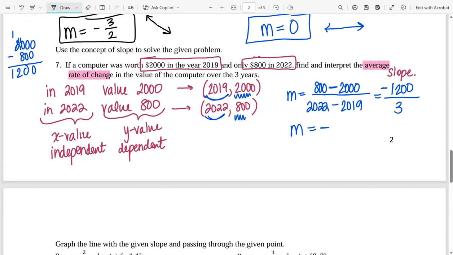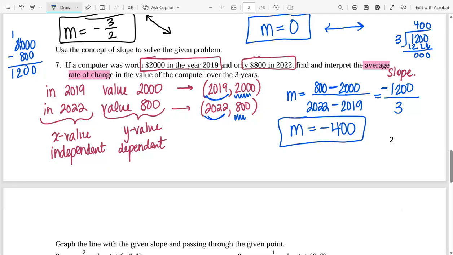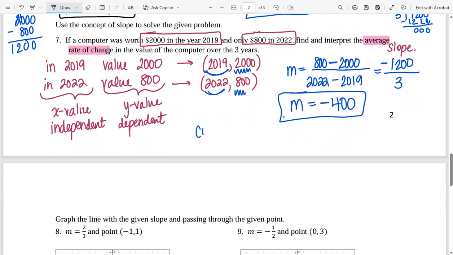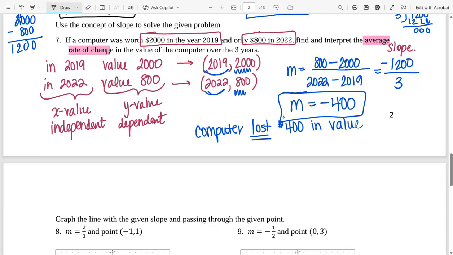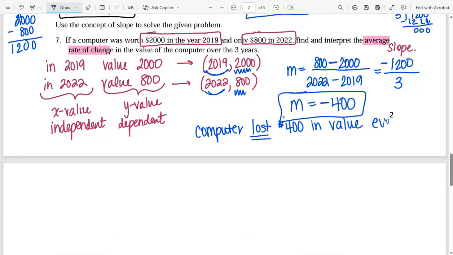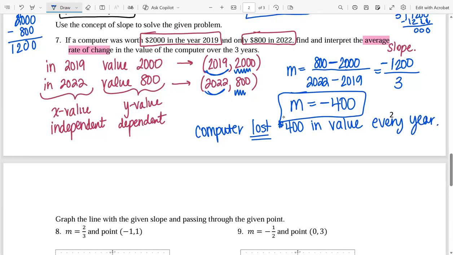I need to make myself some more room. Sorry, y'all. 1,200 divided by 3 is 400. Negative 400 as a slope. And what that is trying to tell me is that the computer lost, because it was negative, it lost $400 in value. That's how my Y coordinates changed. I lost $400 in value for every year that went by.